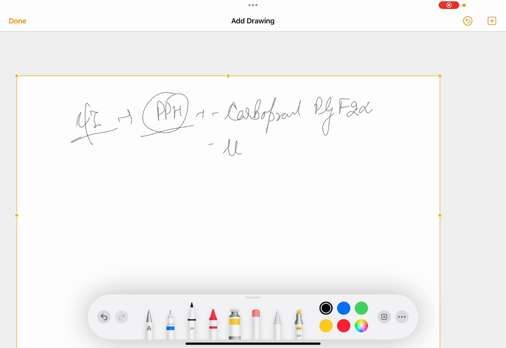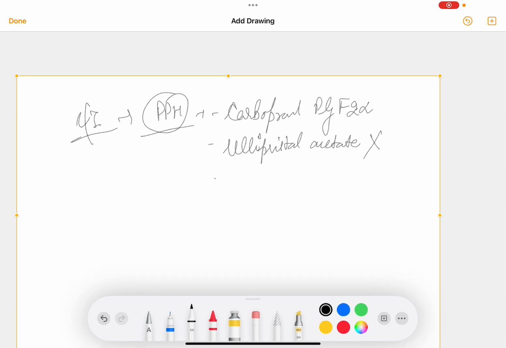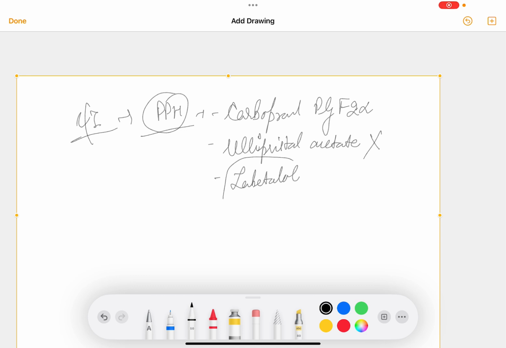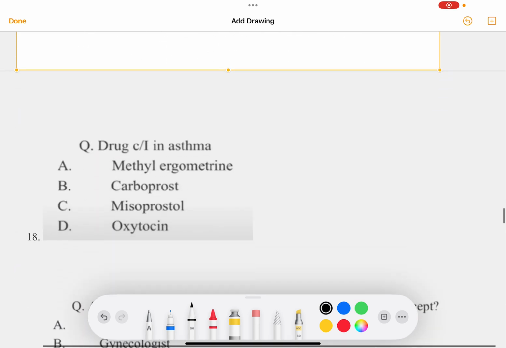Number 2, we do not give ulipristal acetate, which has many uses. It can be used for medical management of fibroid. It can be used as emergency contraception. So ulipristal acetate is contraindicated in patients of asthma. As well as other drugs like labetalol, which is the antihypertensive drug of choice in pregnancy, is also contraindicated in asthma. So as we can see here, the answer will be B, that is carboprost.